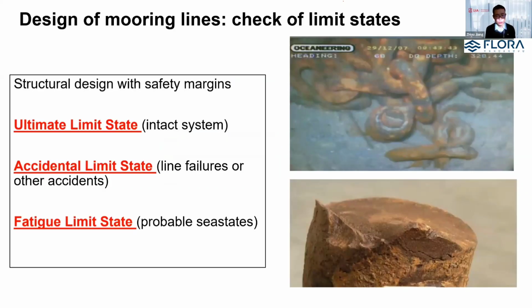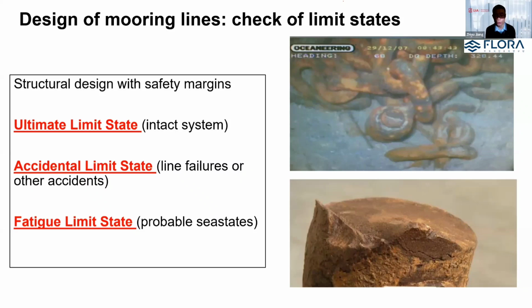In the design of mooring lines, we need to check the so-called limit states. Limit states can be formulated as mathematical formulations. It can be the borderline between the safe region and unsafe region if we divide the total domain into two regions. According to design standards, there are three dominant limit states.